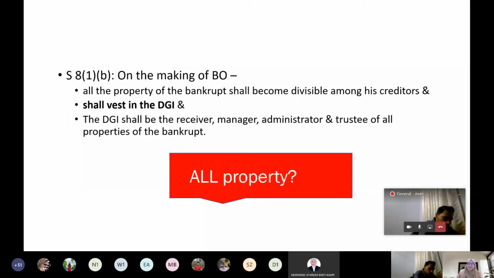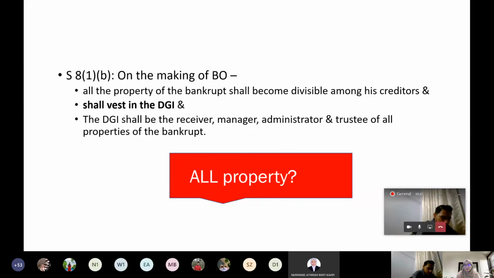Okay, so remember under section 8, subsection 1B, on the making of the bankruptcy order, all the property of the bankrupt shall become divisible. Divisible can be divided, from the word divide, ataupun may be able to be divided among his creditors, and shall vest in the DGI. Vest tu macam dia serah secara automatik. And the DGI shall be the receiver, manager, administrator and trustee of all properties of the bankrupt. So that's the effect of the bankruptcy order.